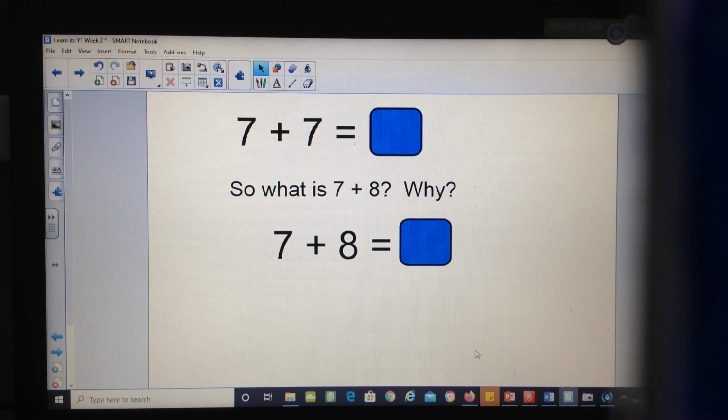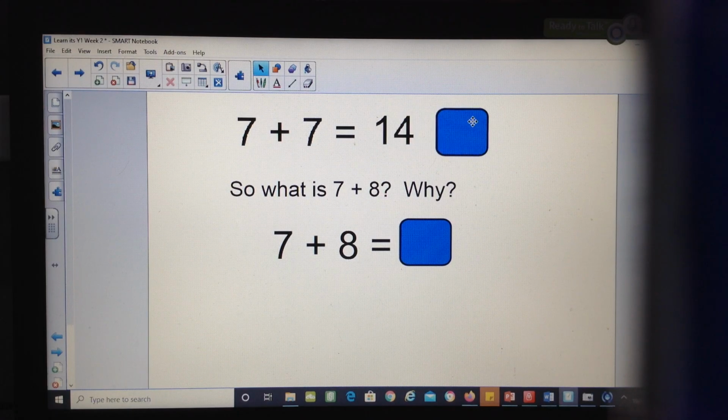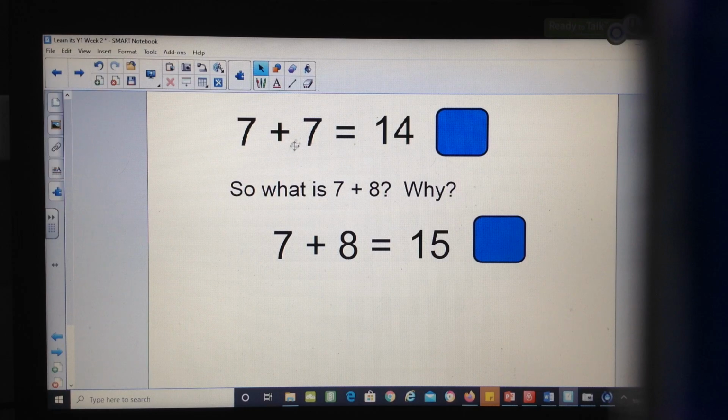Now then, I told you last week that if we know our doubles, it's so useful because we also can work out so quickly what our near doubles are. So 7 add 7 equals 14, of course. So what is 7 add 8 and why? Have a think. Are you ready? Well, 7 add 8 equals 15 because 8 is 1 more than 7. It's a near double. So the answer has to be 15, which is 1 more than 14. A near double.